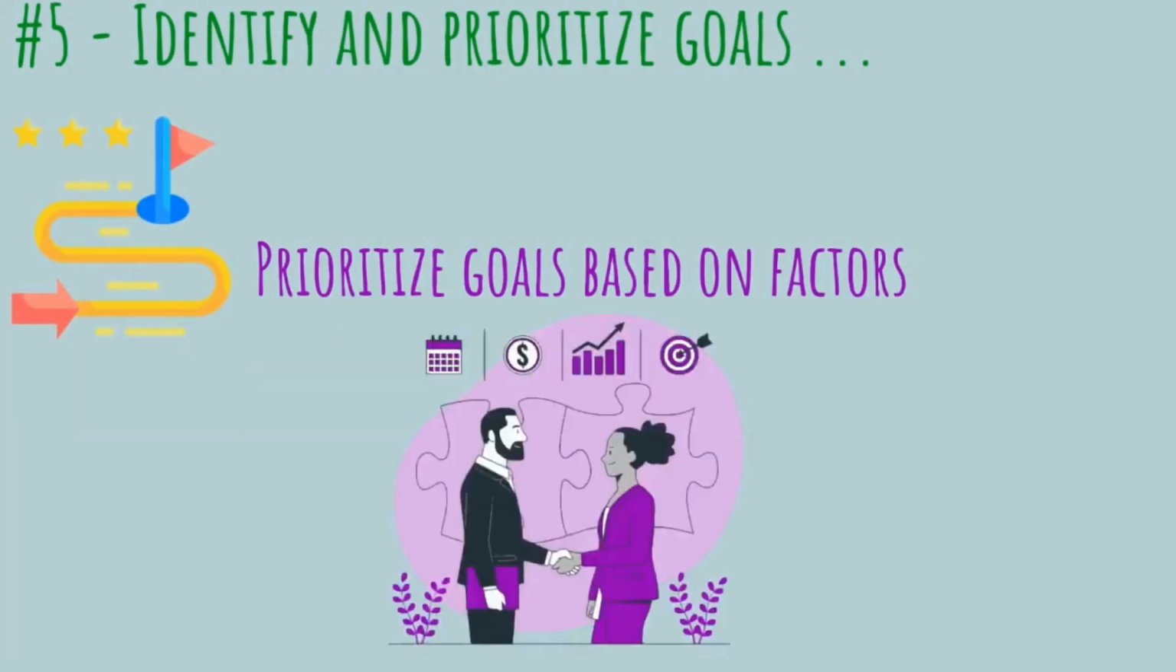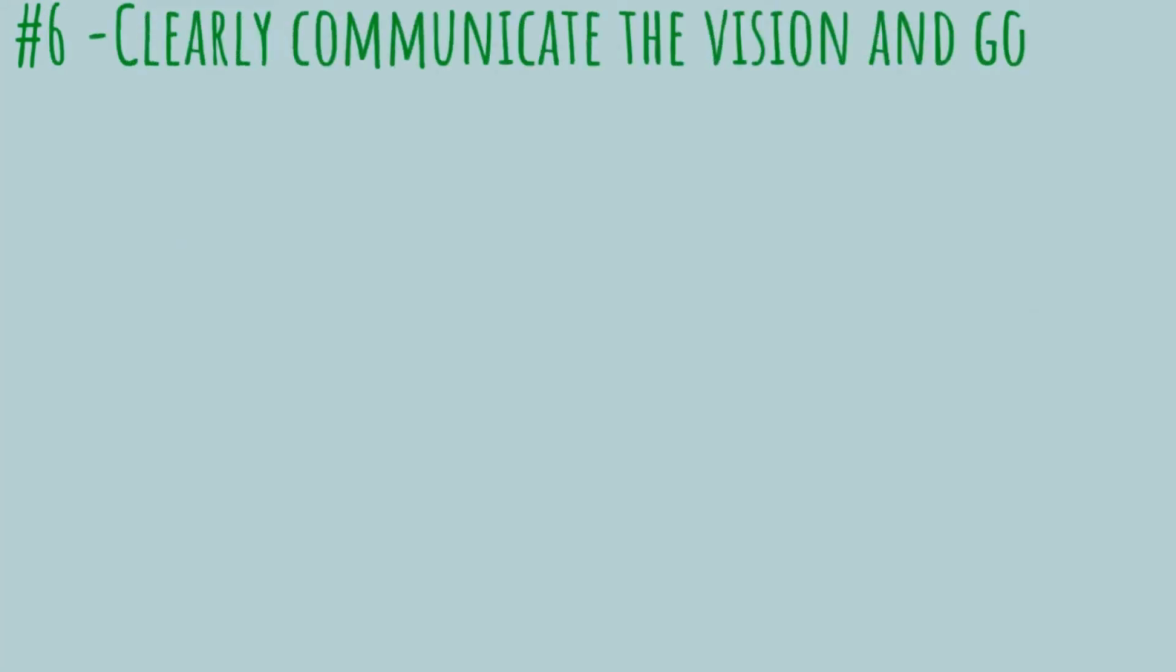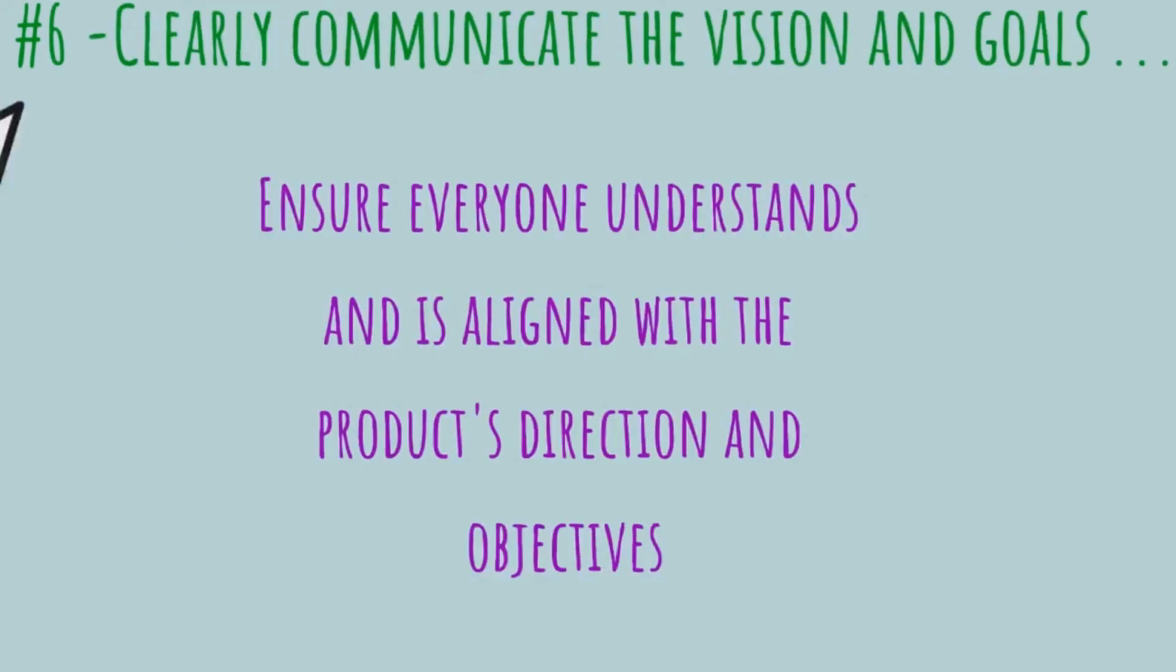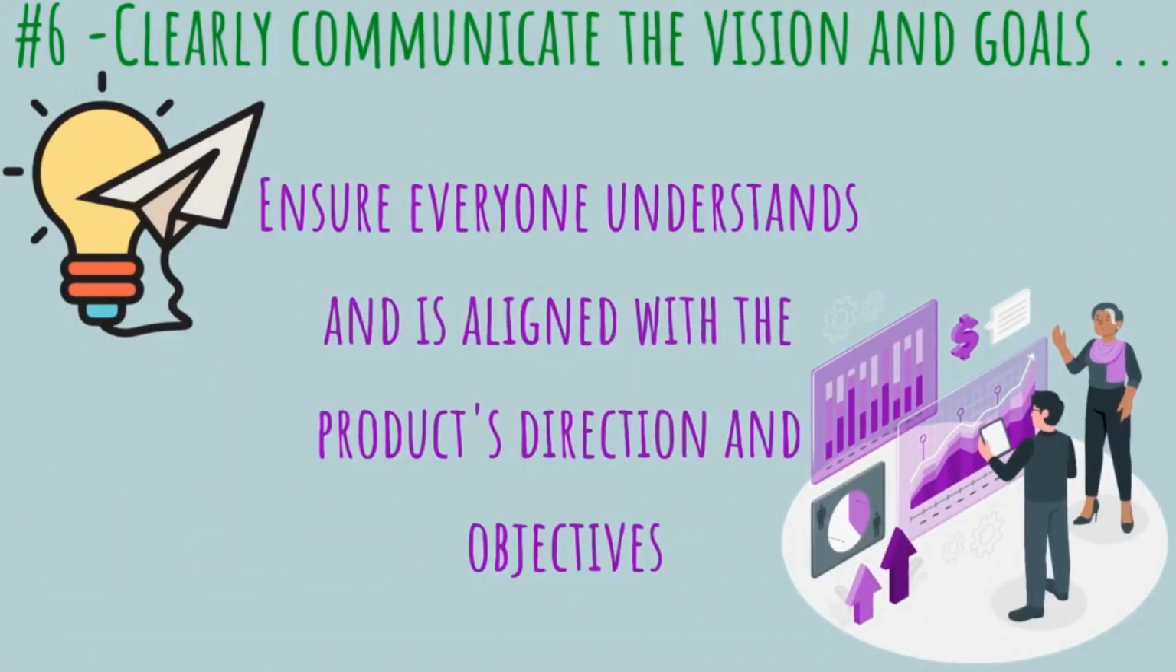Prioritize goals based on factors such as market demand, customer needs, business impact, and technical feasibility. Prioritize goals that will have a significant impact on the success of the product. Step 6. Clearly communicate the vision and goals. Communicate the product vision and goals clearly to all stakeholders, including team members, executives, and external partners. Ensure everyone understands and is aligned with the product's direction and objectives.